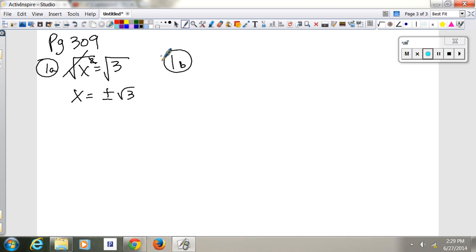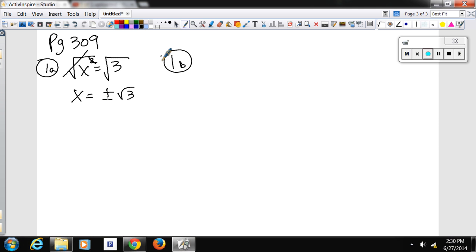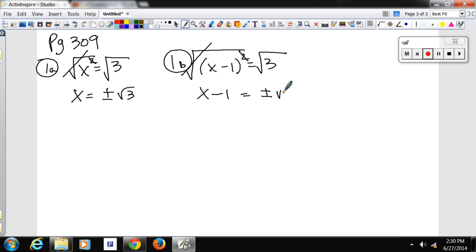Now 1b, we have x minus 1 squared equals 3. So again, we're going to square root both sides. The square root and the square will cancel each other out. You'll get x minus 1 to come out equals, again, plus or minus radical 3. We still just want x, so we're going to add 1 to both sides.